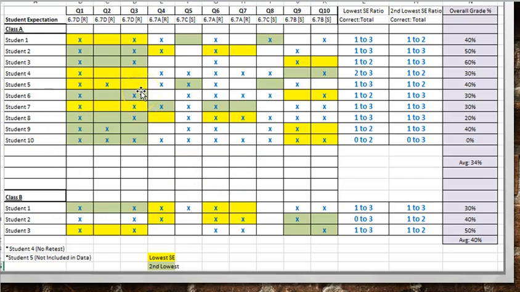Again, the yellow is their lowest SE, the green is their second lowest SE, and we have the ratio of correct to total in both SEs, and then their overall percentage scores. And again, if you note at the bottom, it explains why students 4 and 5 are not included in Class B.